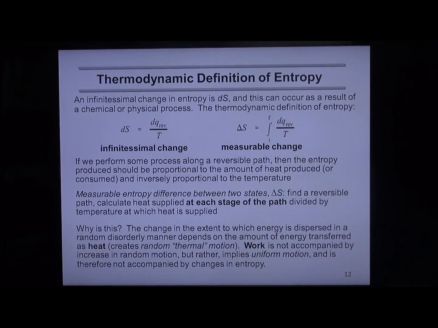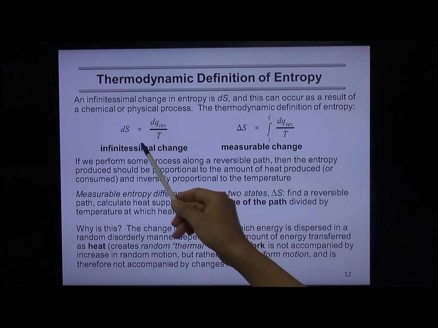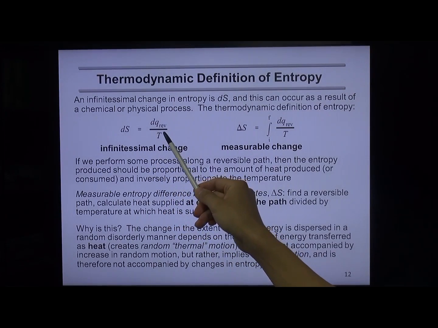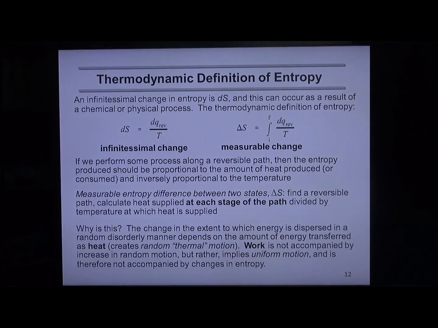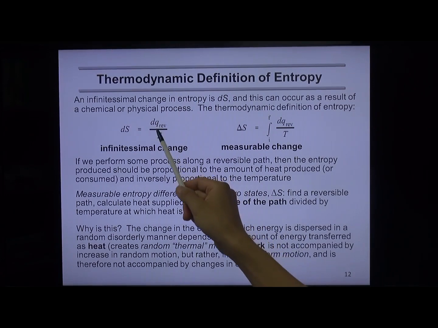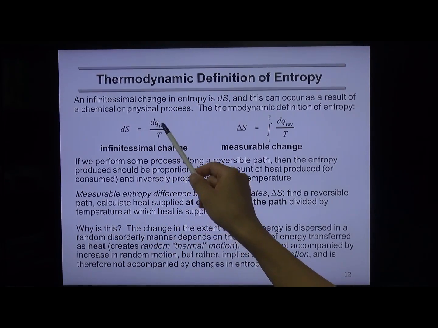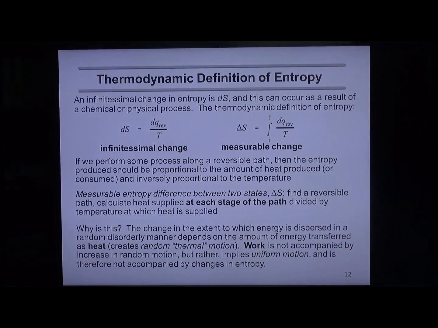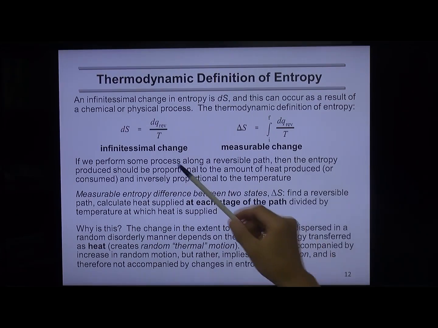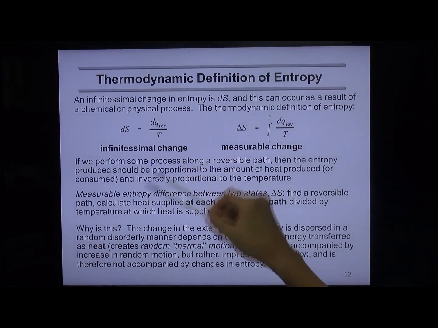Okay, the thermodynamic definition of entropy is as follows. dS is defined as dq reversible over T. So a small change in entropy dS is defined as dq, the heat for a reversible process, divided by temperature. This is just the definition of entropy. Then we can see why entropy has this form.